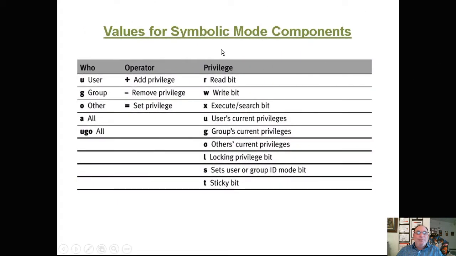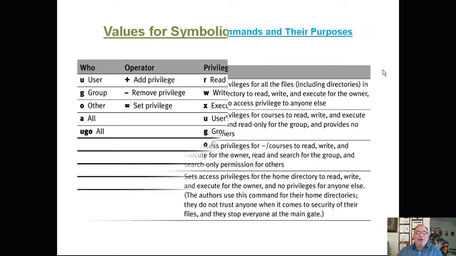Okay, if you look at your symbols, and we discussed this earlier, U is user. If you want to add your operator, this is for the symbolic mode, you add the privilege, R would be the read bit. To remove the privilege, you would use a minus. To set a privilege, you would put equal. And of course, you have your user, group, and other. A could be for everybody, and UGO would be the same as an A. It would be basically all. Okay, there's also these other bits here, which we'll discuss later in this slide presentation. These are considered special permissions: the locking privilege bit, the group ID bit, mode bit, and the sticky bit. We will get to those.